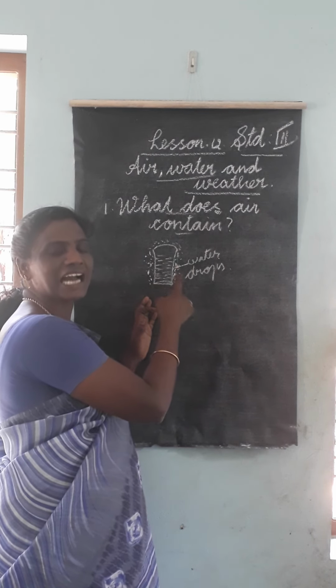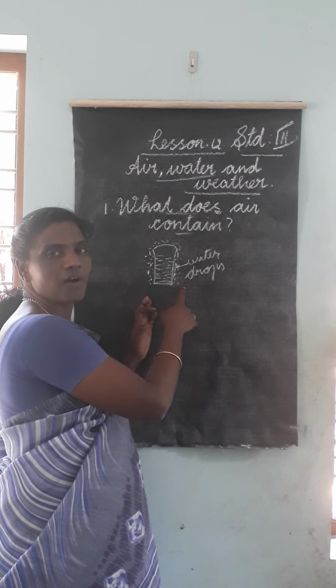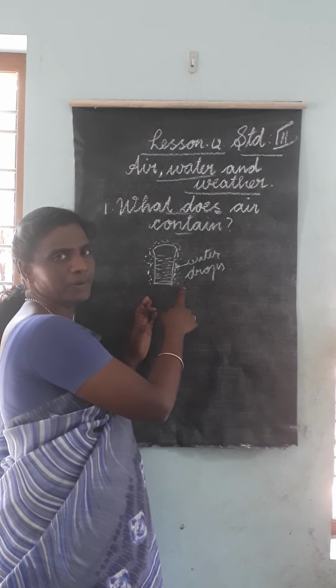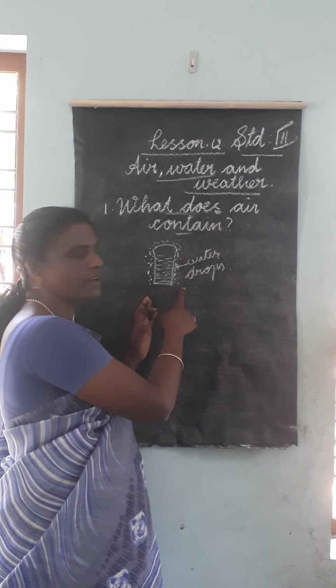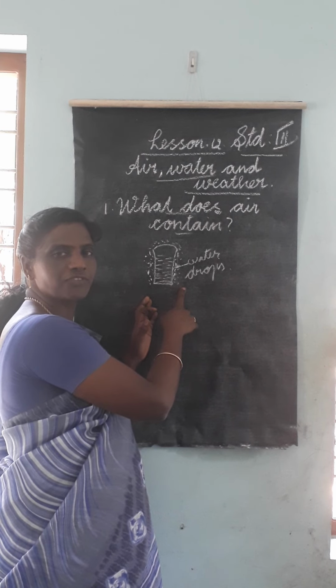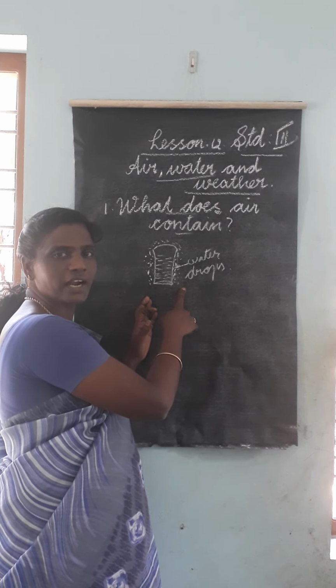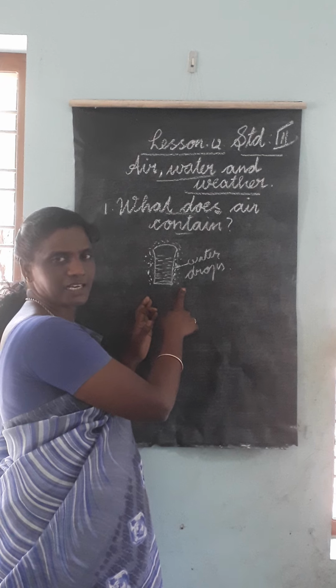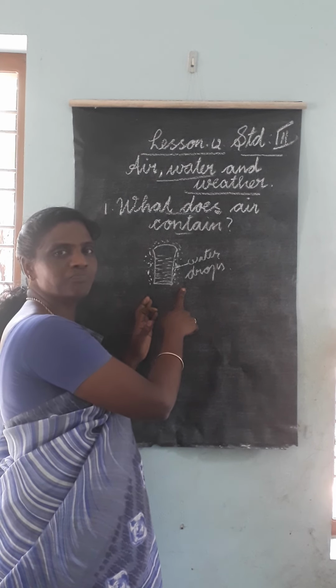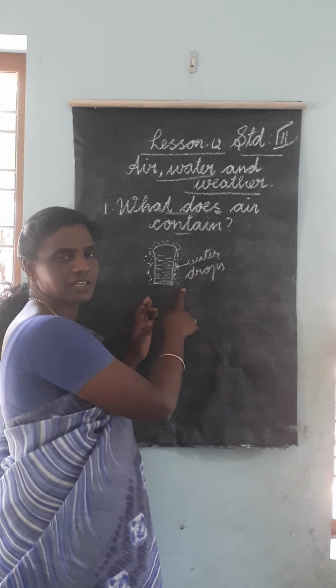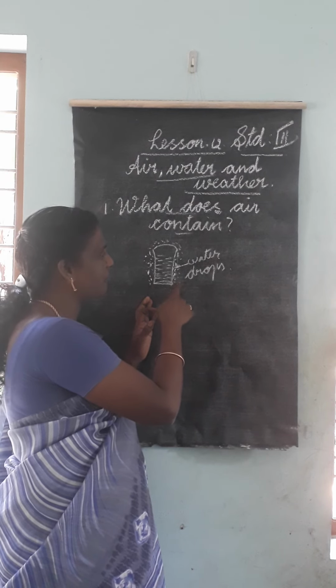So air contains water in the form of water vapor. Understand? All of you understand? Air also contains important gases such as oxygen and carbon dioxide, etc. Okay.